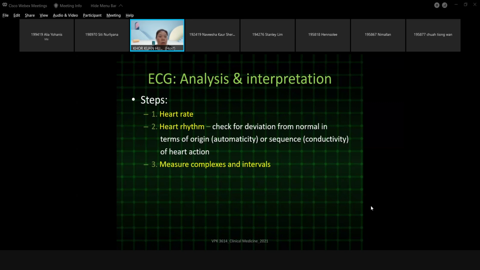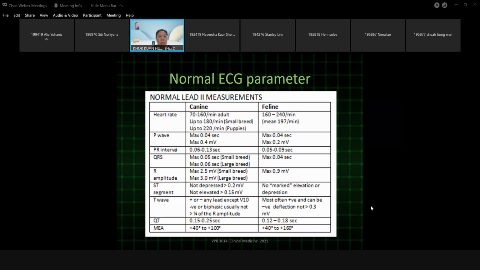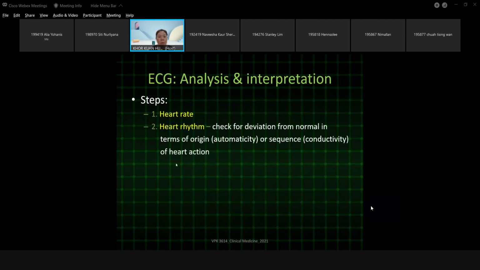Then after that, you want to measure the complexes and intervals. What I mean by complexes and intervals is this: you look at the complex and you look at the interval. And then you look at the waveform morphology. You look at the P wave, and the QRS wave.